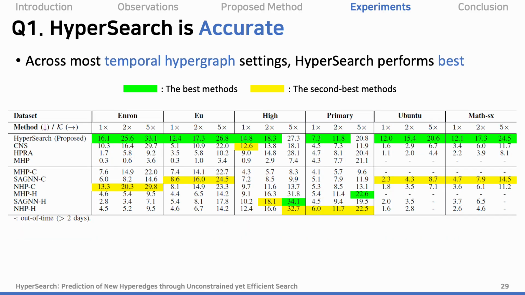Now, let's move on to the temporal hypergraph results. Since AHP requires node features for training, it is not applicable in this setting. We can observe that HyperSearch achieves the best performance across most experimental settings.